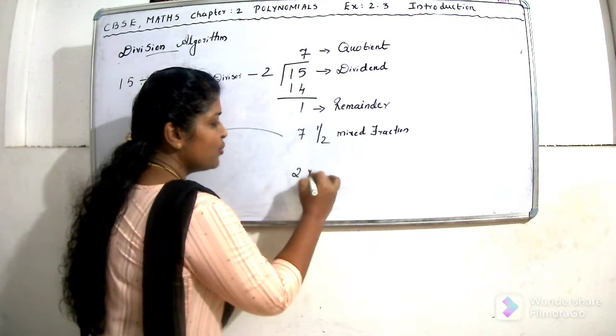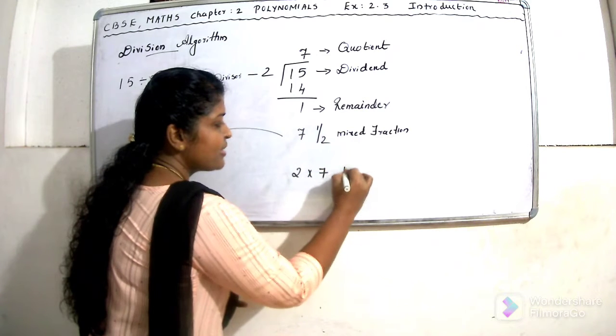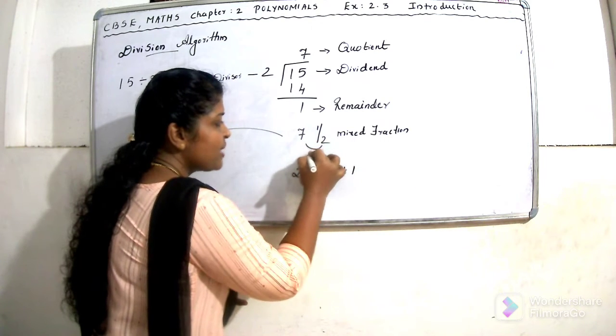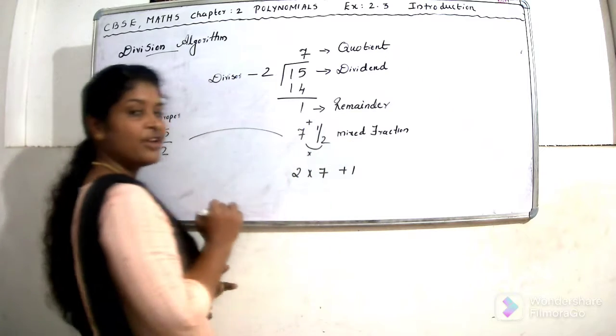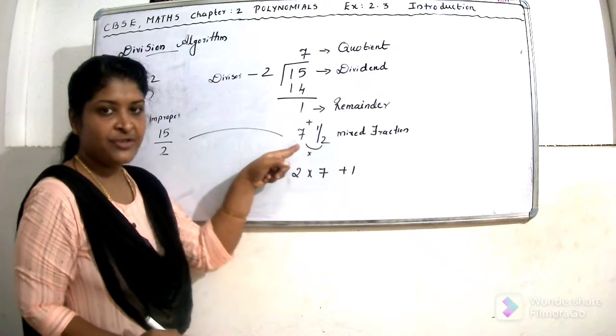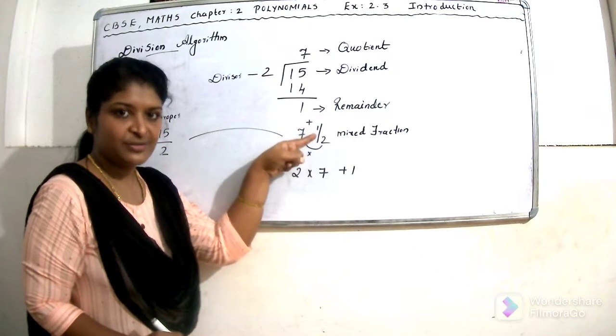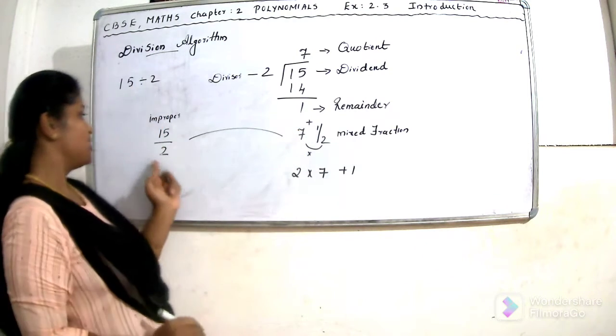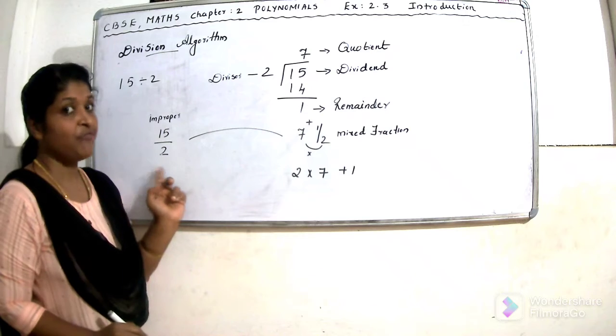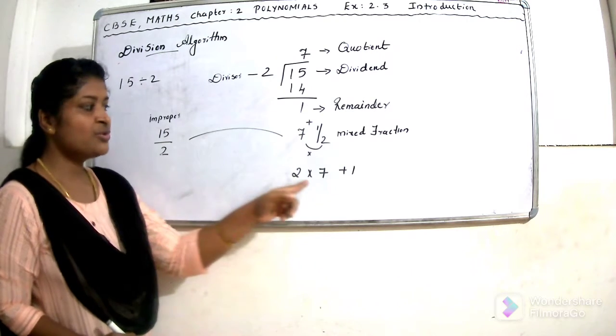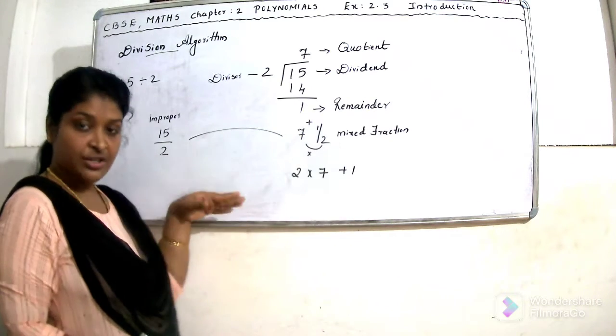We do 2 into 7 plus 1. First we multiply 2 into 7, so we get 14. 14 plus 1 is 15, and 15 by 2. The denominator is always 2, the divisor, don't forget to take it. This is the process to reverse it.